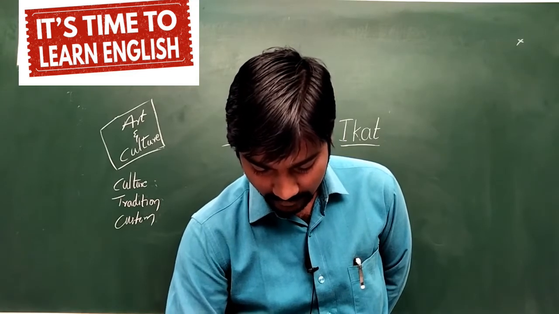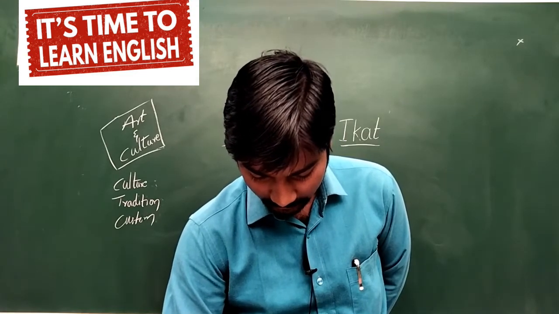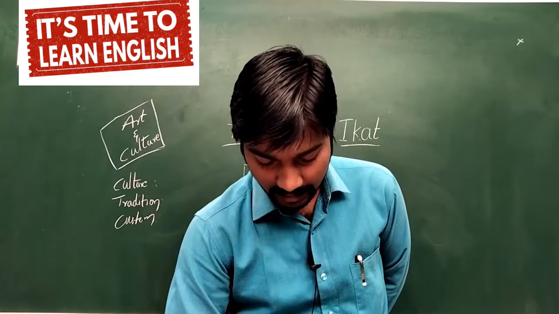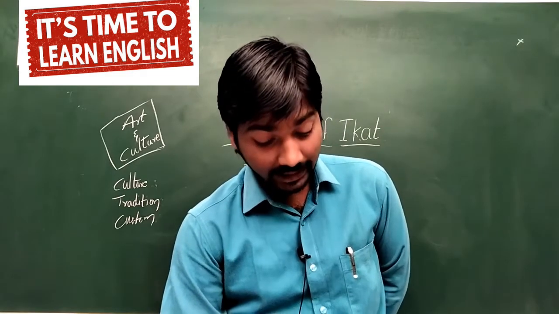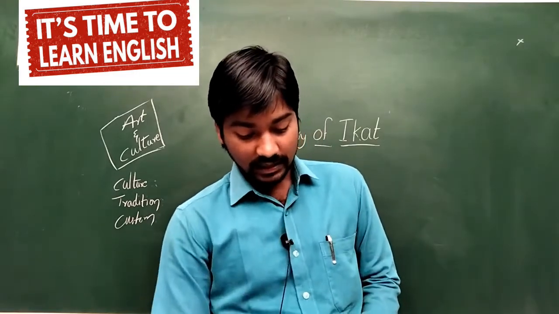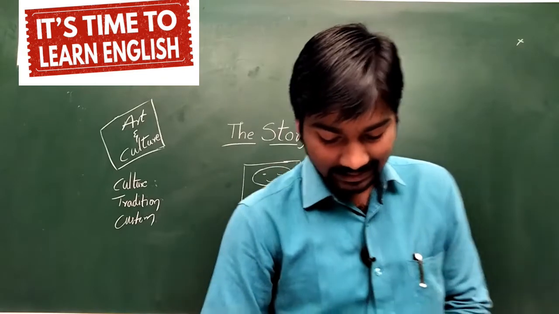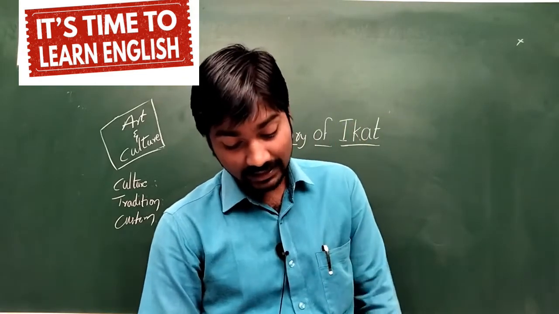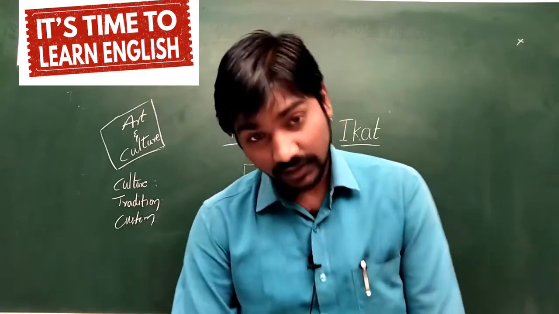Have you opened the word? Page number 86. There you can find the title, art and culture, and some pictures there, some toys, some woolen threads, and some idols were there, and next the dance form was also there.